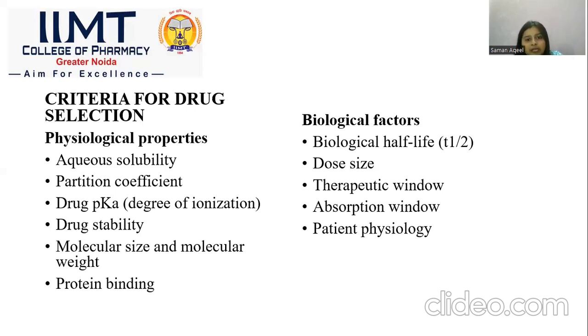Now coming on to the next, these are the biological factors which act as the criteria for drug selection and also affect the efficacy of the drug.